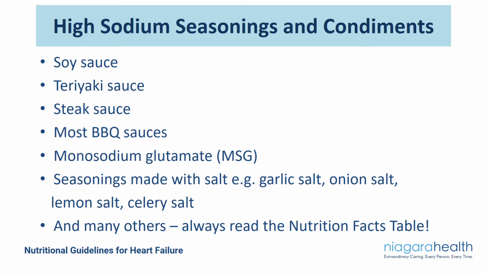Here are some examples of seasonings and condiments that are typically high in sodium: soy sauce, teriyaki sauce, steak or HP sauce, barbecue sauces, monosodium glutamate or MSG, garlic salt, onion salt, lemon salt or celery salt, and many others. However, many of these products will have low sodium versions of them available. To determine whether a seasoning is high or low in sodium, the nutrition facts table must be read, which will be covered in the next slide.